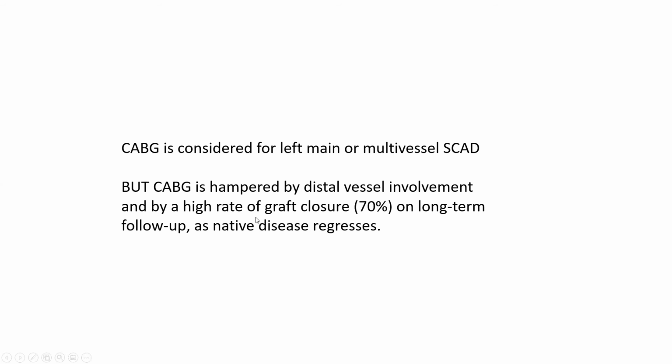And it's hampered by the high rate of graft closure on long-term follow-up as native disease regresses. So you put a graft on a 90% LAD, but that 90% will resolve. So that graft will occlude because you will have good native flow. So those are the problems with CABG.